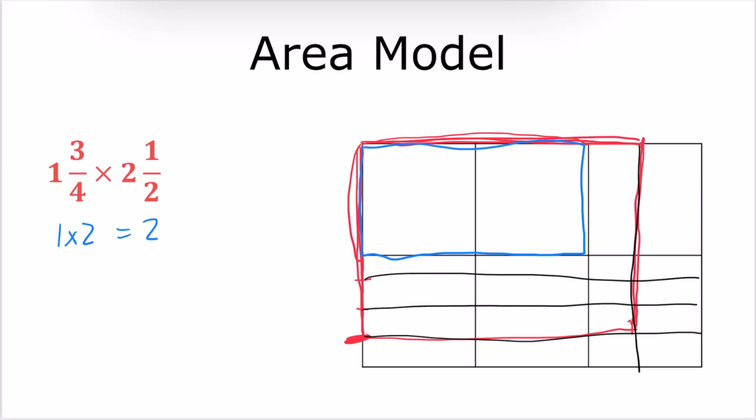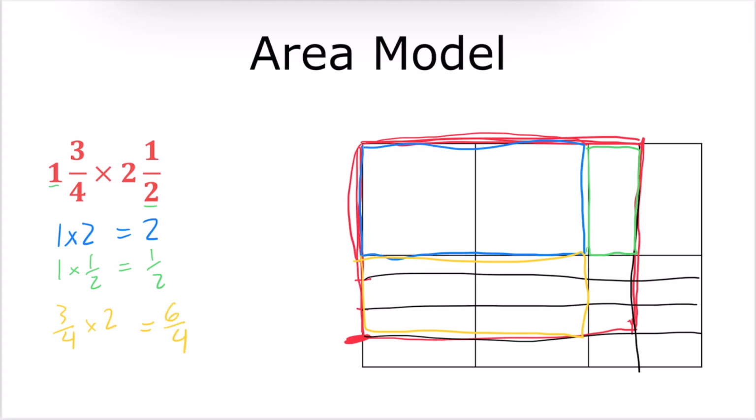The next space I'm going to look at is this part right here. So this part is 1 unit by a half a unit. So we're basically multiplying 1 times 1/2, which tells me that I have 1/2 of a unit in that space. Then this space right here is going to be 3/4 times 2, because I have 2 units long and 3/4 of a unit wide. And that's going to give me 6/4.